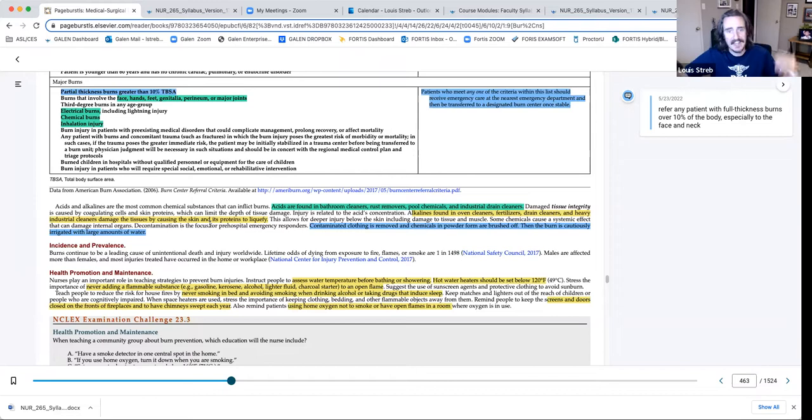But if you ever encounter some of these, get the contamination off. If you have clothes on, remove the clothes. If it's a powder, brush it off. If it's some other substance, use copious amounts of water and try to flush it off. We can move on from that.